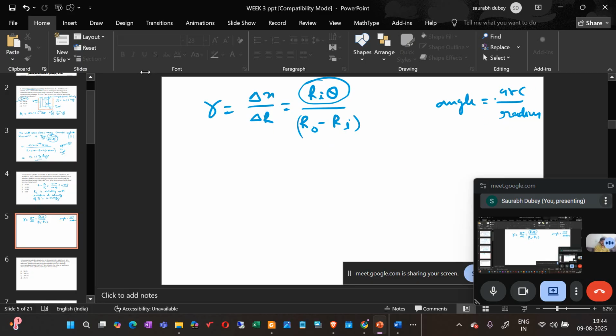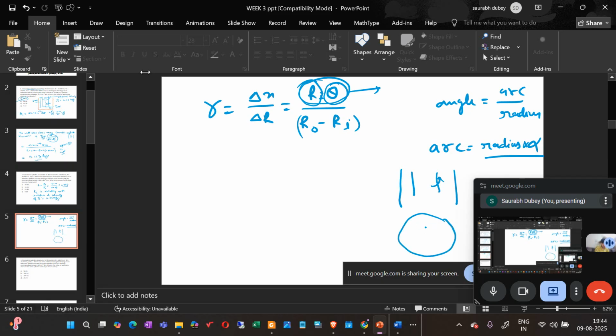So then this arc can be written as radius into angle. Arc equals radius multiplied by angle, say alpha. So this is radius multiplied by angle. This is theta right here. So this is the cylinder that is there, and this cylinder is rotating. From the top, when you see, there is one cylinder and then there is another cylinder in between, and this cylinder is rotating with rotational velocity omega, right?